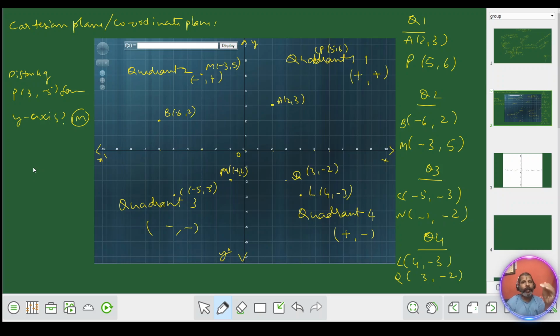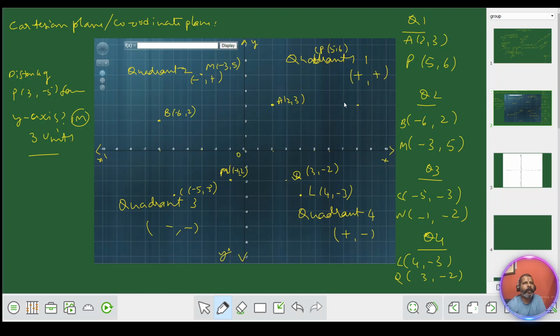Distance of a point from the y axis is your x coordinate. Please remember that. 3 units. That is the answer. Once you know how to locate the points, how to read the points, let's practice reading the points from the graph.